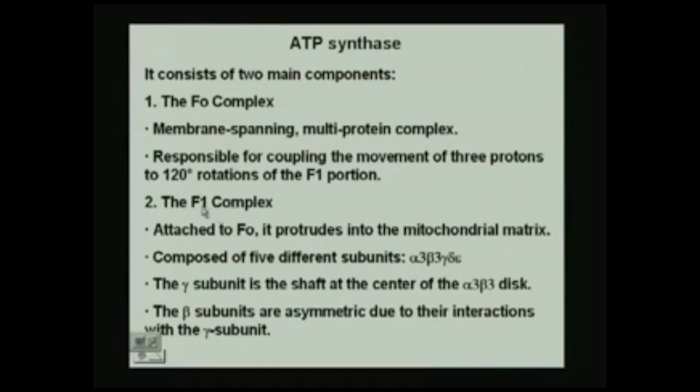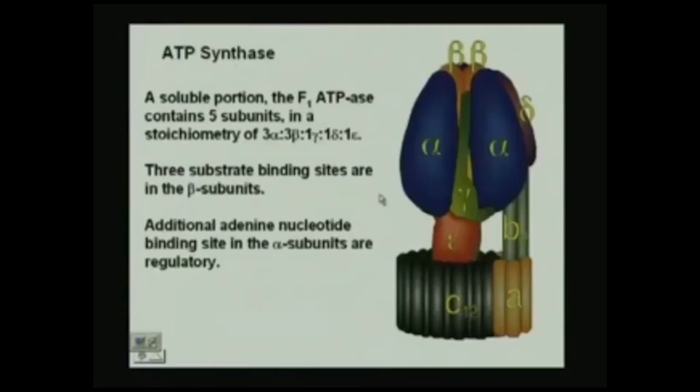The F1 complex is attached to F0 and it protrudes into the mitochondrial matrix. It is composed of 5 different subunits named alpha, beta, gamma, delta, epsilon. Okay. There are 3 alpha subunits, 3 beta subunits, a gamma, a delta and an epsilon. The gamma subunit is the shaft at the center of the alpha 3 beta 3 disc, and the beta subunits are asymmetric due to their interactions with the gamma subunit. Okay. Now, let us see what each of these things mean.